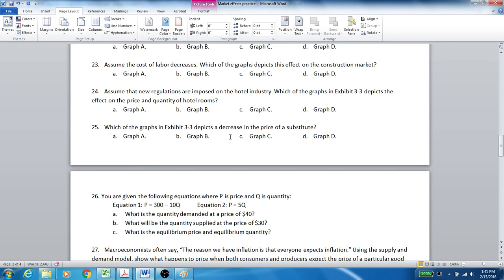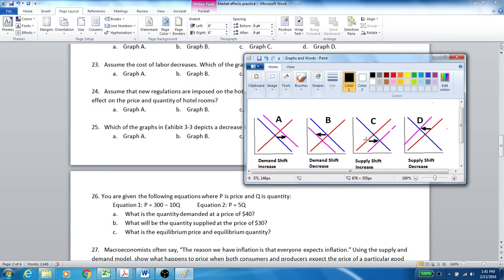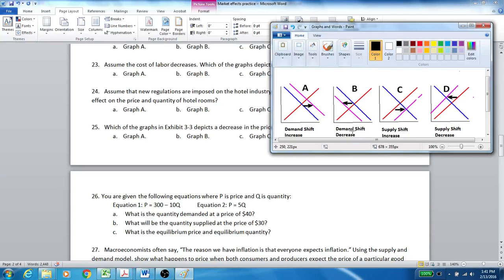25. Which of the graphs depicts a decrease in the price of a substitute? Well, when substitutes become less expensive, then the demand for our product becomes less desirable. So it's a decrease in demand.